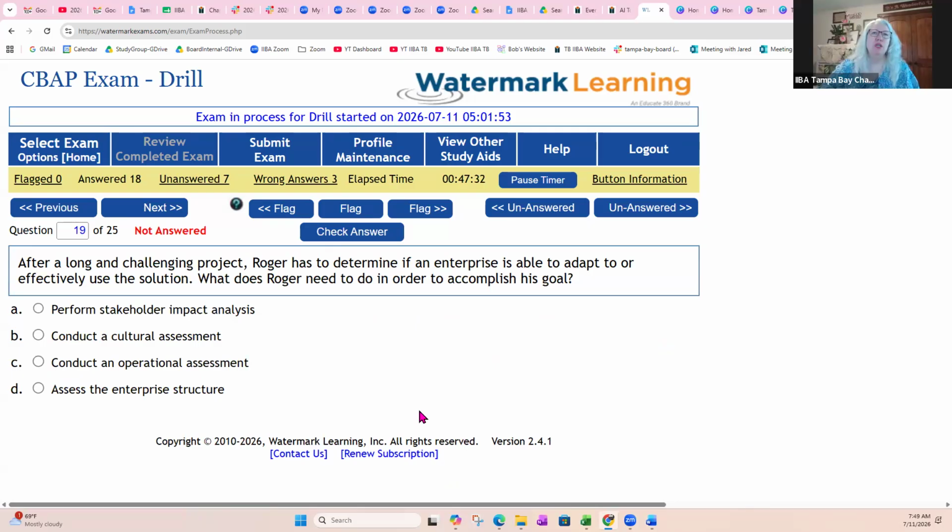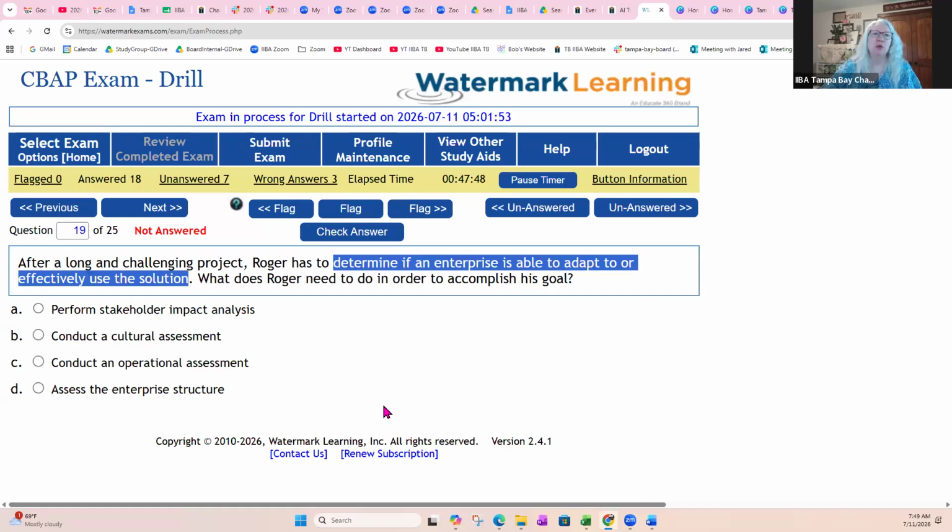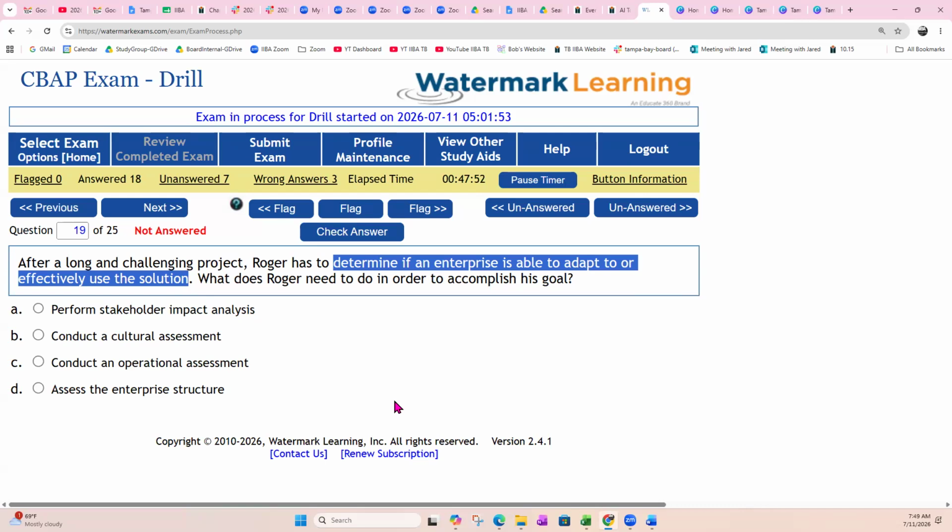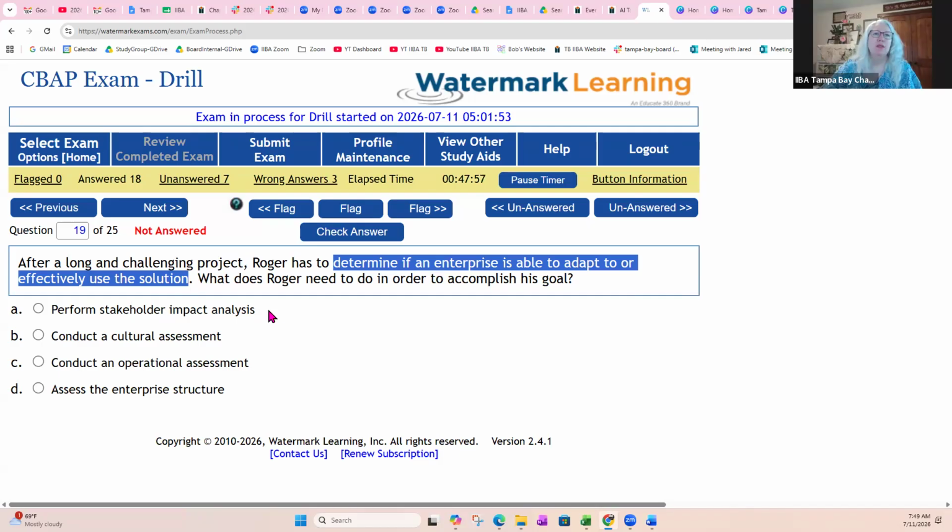After a long and challenging project, Roger has to determine if an enterprise is able to adapt to or effectively use the solution. What does Roger need in order to accomplish his goal? So determine if an enterprise is able to adapt to or effectively use the solution. What task are we in? Solution evaluation, enterprise limitations evaluation. Okay. So does he need to perform a stakeholder impact analysis, conduct a cultural assessment, conduct an operational assessment, or assess the enterprise structure?